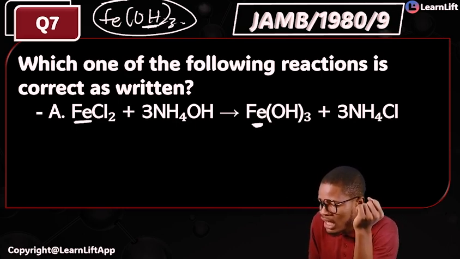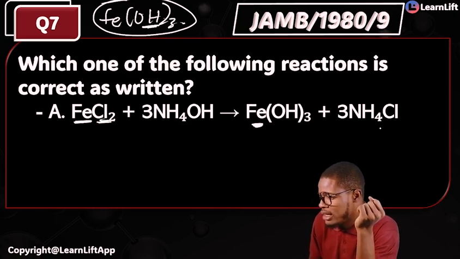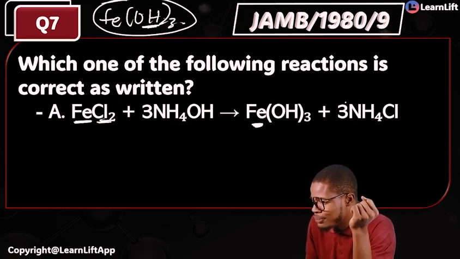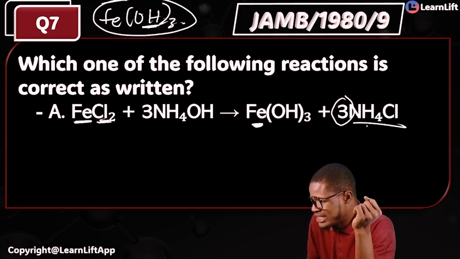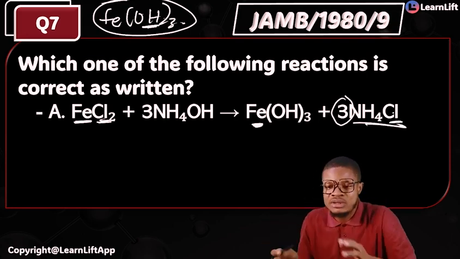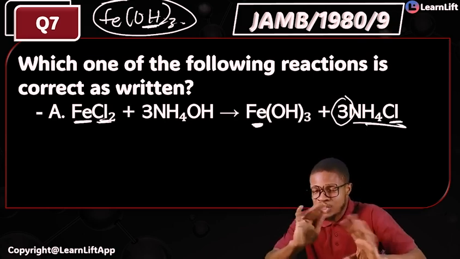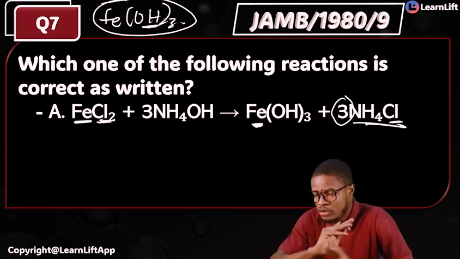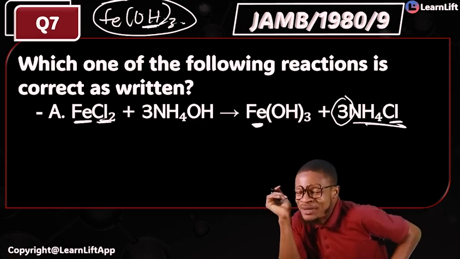Now check chlorine. How many chlorine do we have there? 2 chlorine here, right? But how many chlorine here? There is a big 3 outside. This 3 is affecting everything here. So that 3 is also for chlorine. That means chlorine is how many there? 3. Not balanced. So I leave option A. Okay, look at option B very fast.